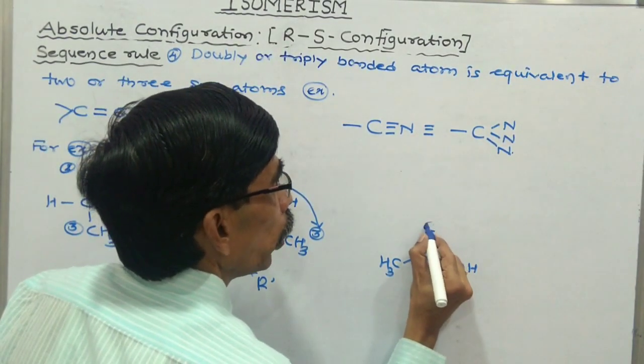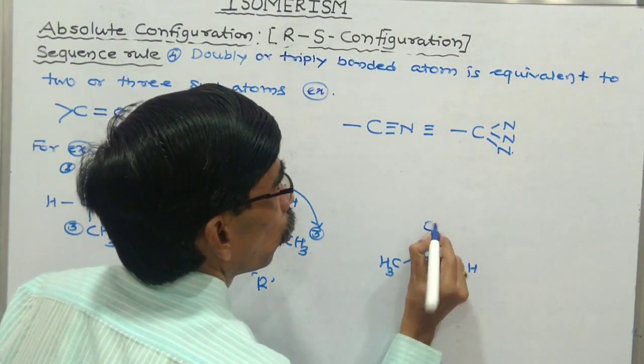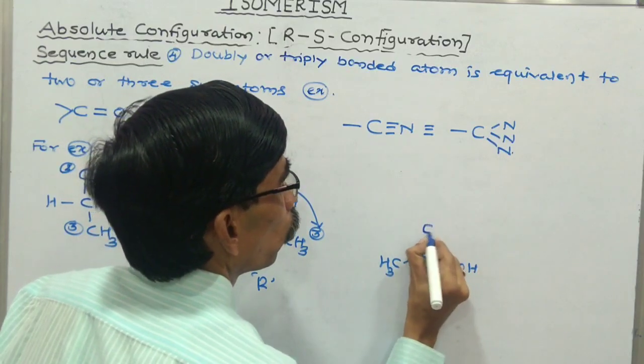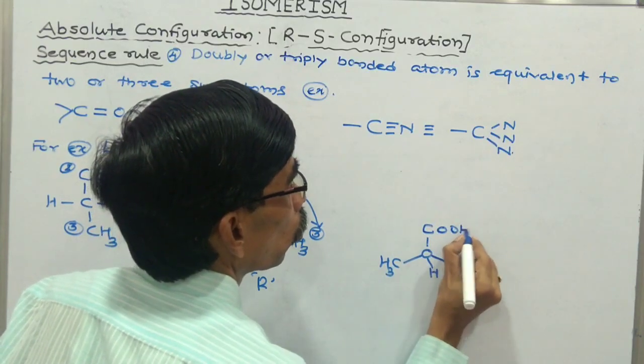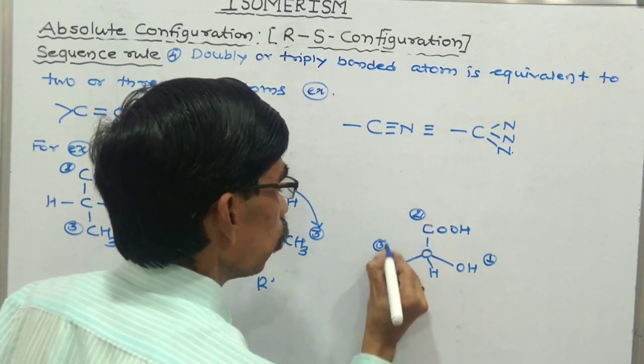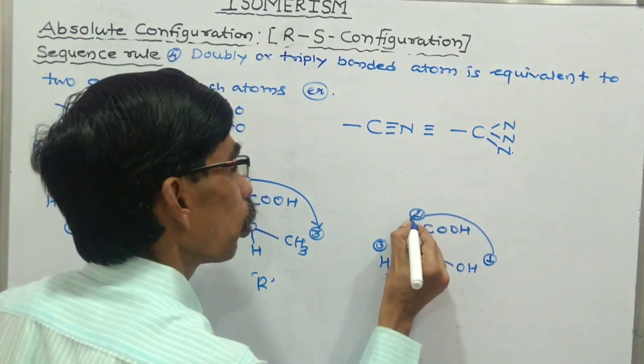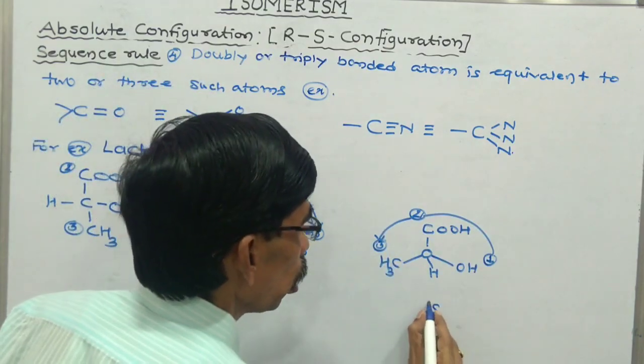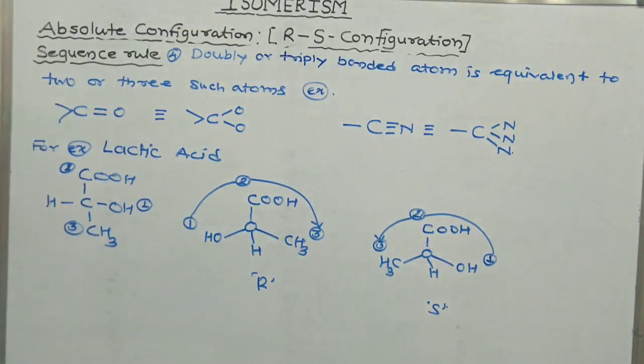Now COOH, number 1, number 2, and this number 3. So this type of rotation is anti-clockwise, therefore this configuration is the S configuration. So this is the RS configuration, that is the absolute configuration, and these are the 4 sequence rules for the determination of RS configuration. Thank you very much.